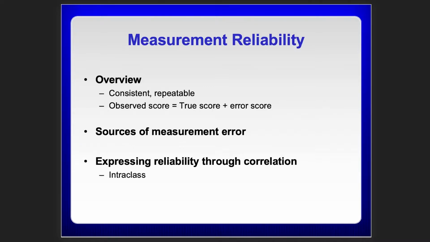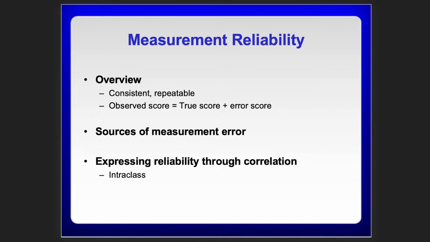All right, looking at measurement reliability, the overview of this, the consistency, the repeatability of the measurement is key. Something can be consistent and repeatable. Now, it may not actually be valid, and it may not actually be a true score, but it could be consistent. Now here's the thing, every single measurement that we have, at least that we know of, there's probably going to be an error score. I can't think of anything where there isn't some sort of error.